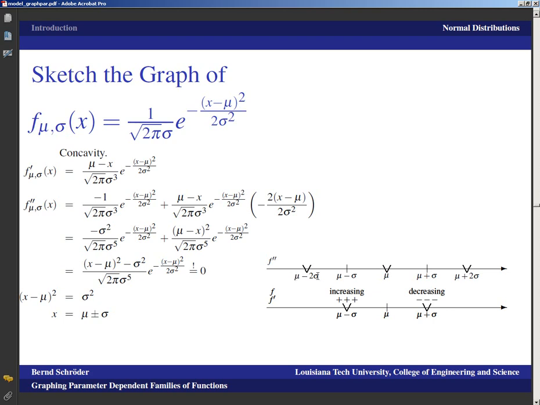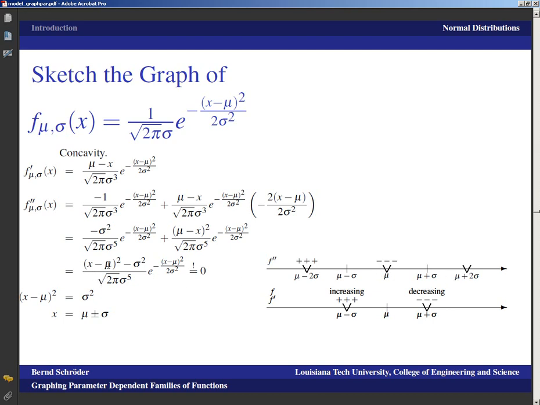Plugging in mu minus 2 sigma gives us mu minus 2 sigma minus mu, which is just -2 sigma quantity squared. That gives us 4 sigma squared, and 4 sigma squared minus sigma squared is positive. So the second derivative is positive here. When we plug in mu, we get mu minus mu, which is 0, minus sigma squared. That's negative, so we get a negative here.